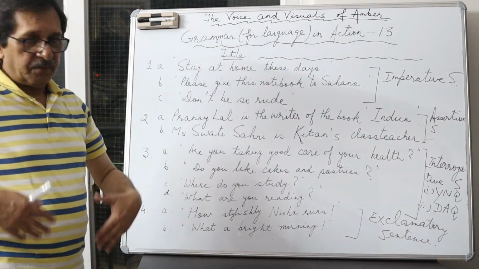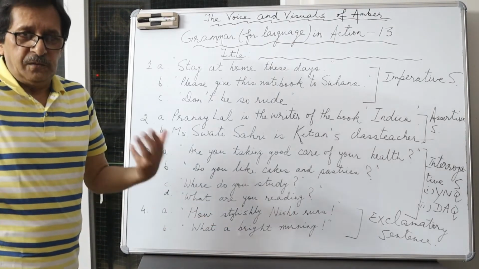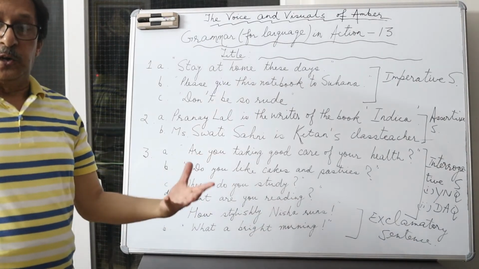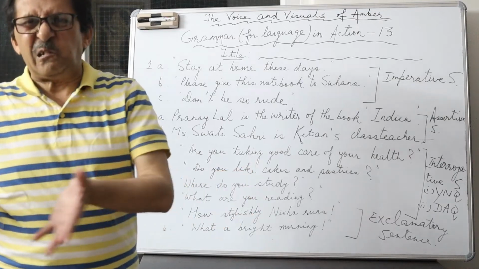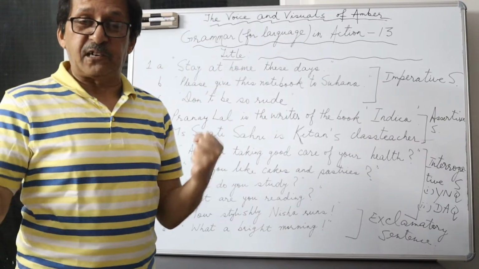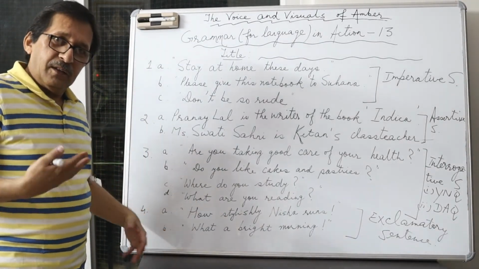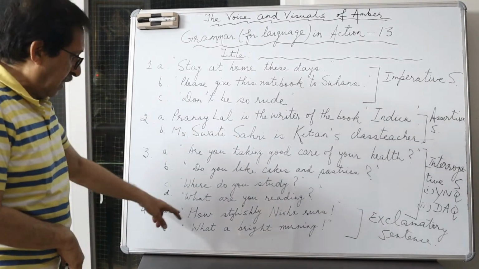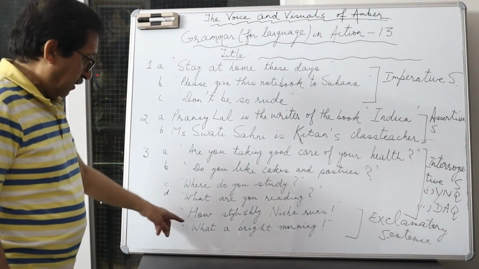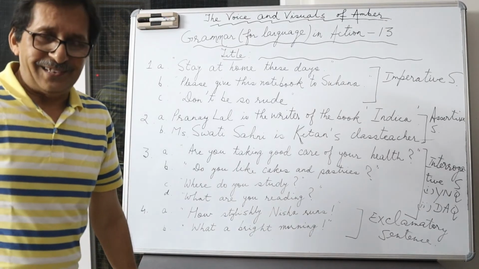And finally, when a strong feeling or an emotion overpowers you, it could be of happiness, it could be joy, it could be sorrow, it could be extreme disappointment, it could be a sense of achievement or a victory, so anything. So that comes as a strong feeling or emotion within you, and you express it. How stylishly Nisha runs. Wow. What a bright morning. So these are exclamatory sentences.